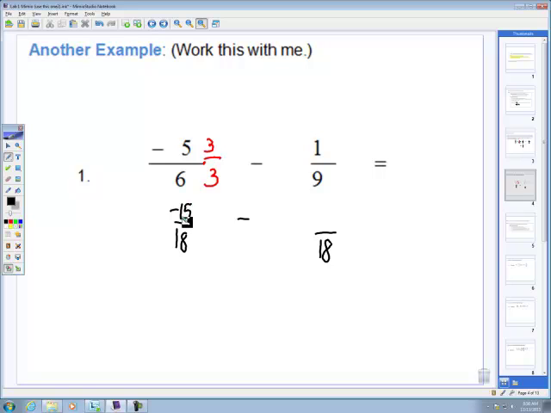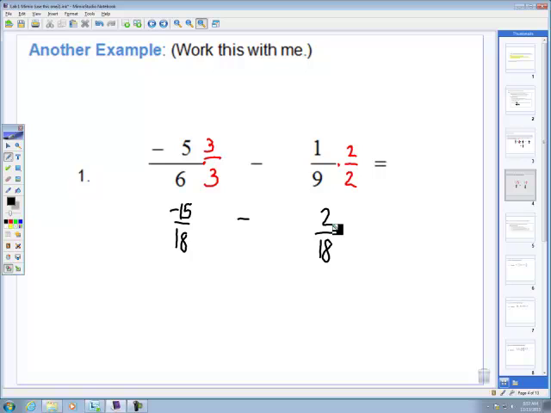And let's do the same thing to 1 over 9. So converting to an equivalent fraction, we would need to multiply by 2 over 2. 9 times 2 is 18. 1 times 2 is 2.